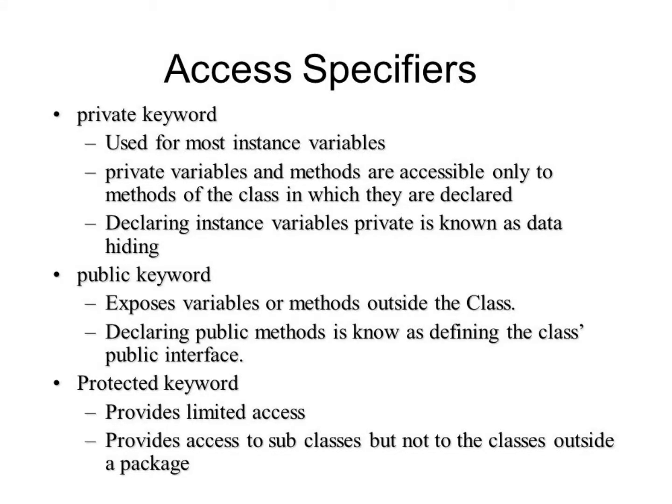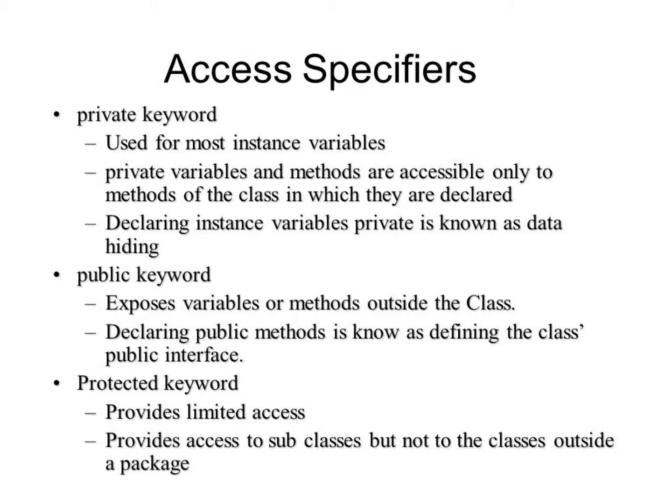Now, what are access specifiers? Access specifiers are keywords that are used to control the accessibility to the class and its members. The members of the class are variables and the methods. There are four types of access specifiers: private, public, protected, and default. Private, public, and protected are the keywords that will be used, but default is not a keyword. If we don't write any specifier before the class variable or method, it is taken as default.